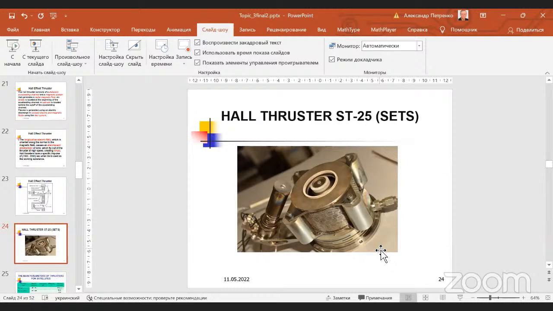So, here you can see the acceleration channel, which is made from ceramic. Here you can see electromagnets, which create a radial magnetic field. And here is presented the hollow cathode, which is located outside the acceleration channel. So between this hollow cathode and the anode, which is located inside the acceleration channel, a discharge is created.